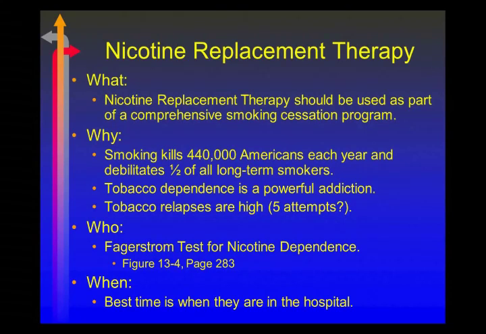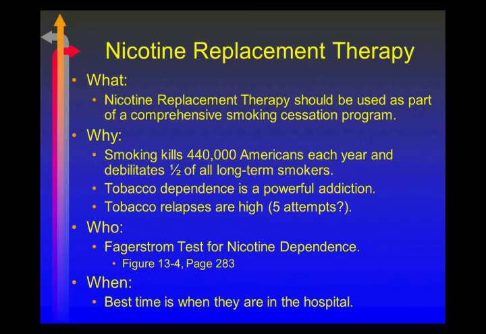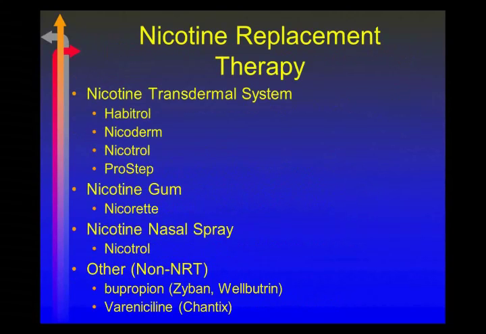If you look in your text, there is actually a survey that can be done. It's called a Fagerstrom test that basically looks for nicotine dependence, and it asks things like, when is your first cigarette of the day? How long can you go without having a cigarette? That kind of thing. Okay. And what's important for us is that we've got these folks as a captive audience. There's not much you can do when you're in the hospital, so it's a great time to initiate this process.